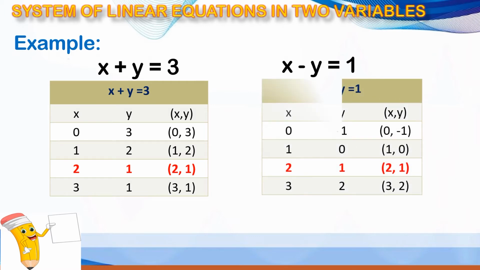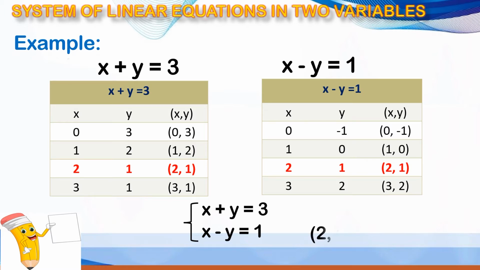From tables 1 and 2, we see that the ordered pair (2, 1) satisfies both x plus y equals 3 and x minus y equals 1. If we are to consider the equations simultaneously, then we can write it as x plus y equals 3 and x minus y equals 1 with an open brace. This reads as the system of equations x plus y equals 3 and x minus y equals 1. So, the ordered pair (2, 1) satisfies both equations, and this is what we now call the solution to the system.